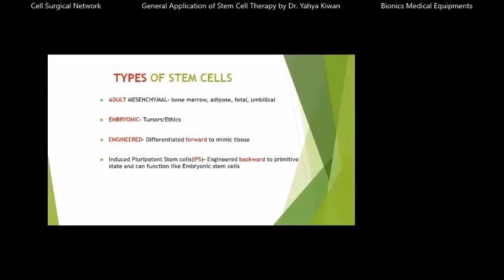The other type of stem cell are engineered cells. They are engineered, differentiated forward to look like some type of tissue, and they are induced pluripotent stem cells. They are engineered backward. What does that mean? Somatic cells, like any skin cells or fibroblasts, are taken, and engineered back to look like embryonic stem cells.